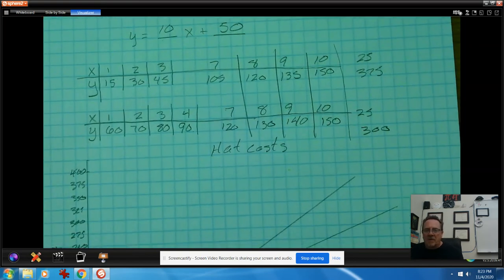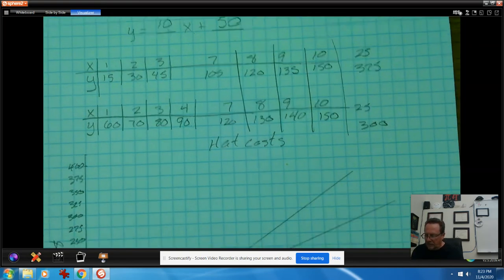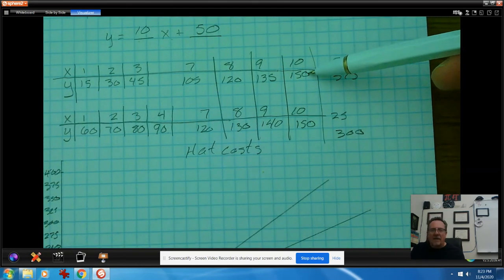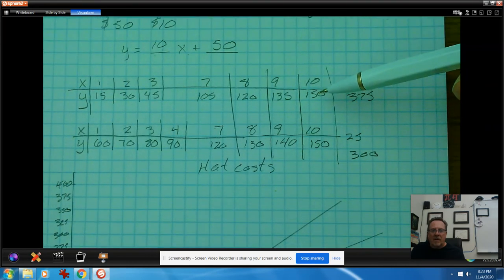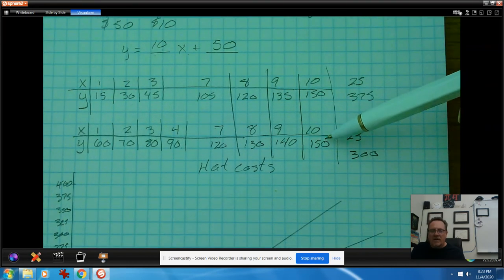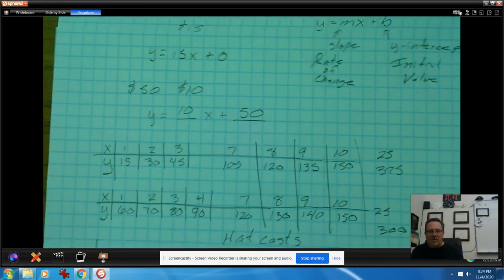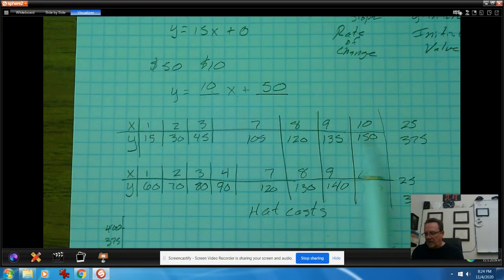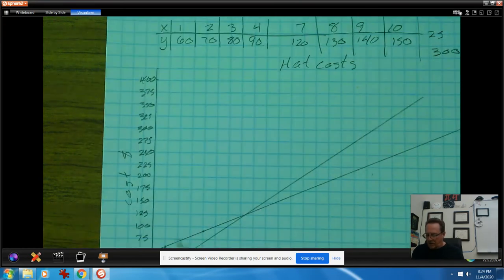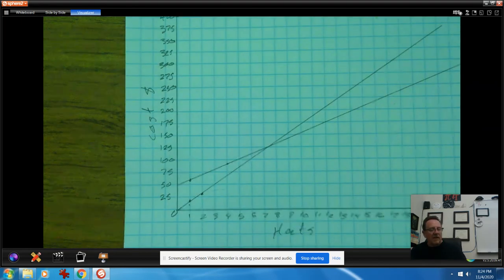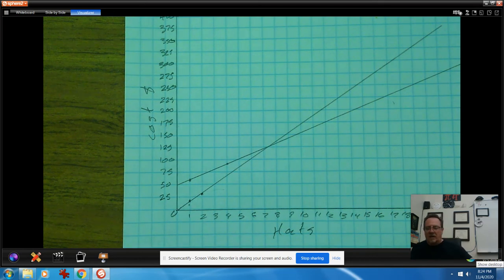So for this particular problem, I know that if I buy less than 10 hats, the first company is the one to go with. But I know that if I buy more than 10 hats, this company down here is going to be the cheaper one. And I could look at them in two ways. I can make a table until I hit the values, or I can graph it and see where they cross and get an estimate that way. Which way you choose to do yours is kind of up to you.